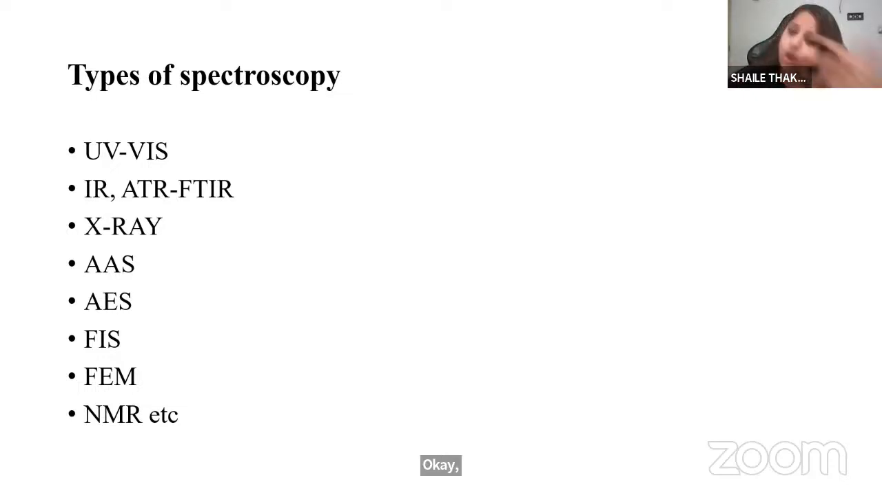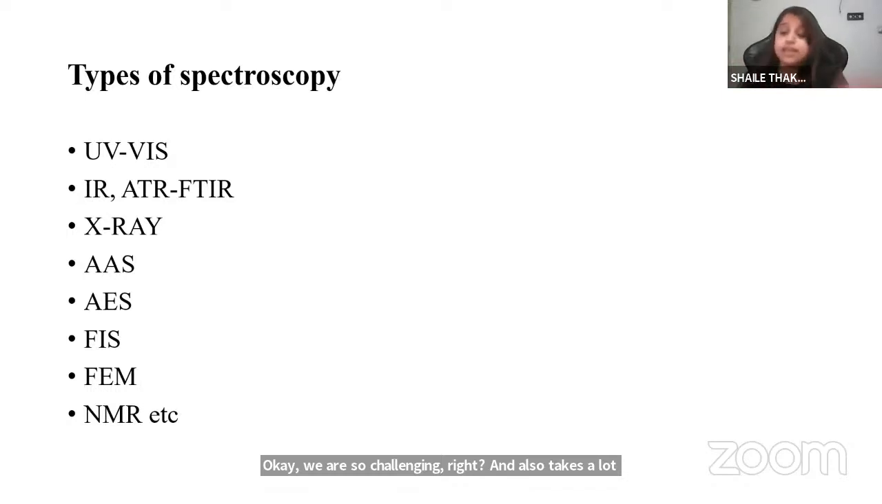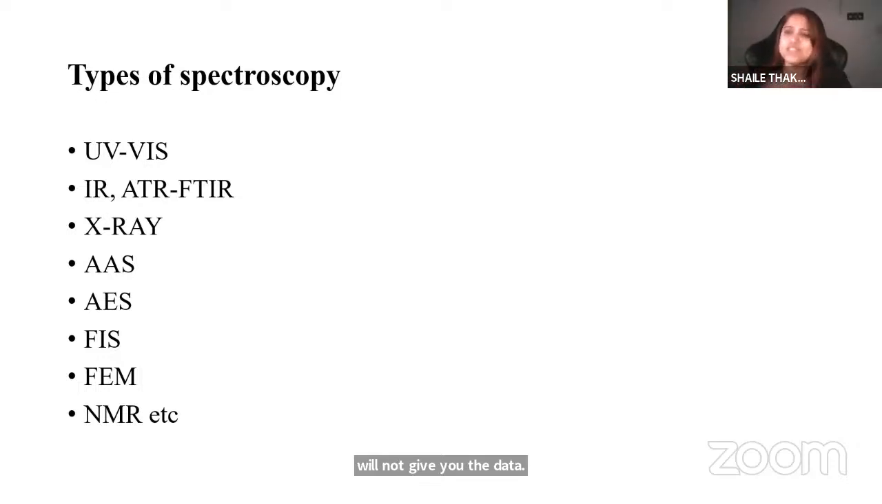They also take a lot of time, although they give you the data. I'm not saying it will not give you the data, it will definitely give you the data. But apart from that, it is quite challenging. Why is it challenging? Because you need to deal with sample loss and sample destruction.